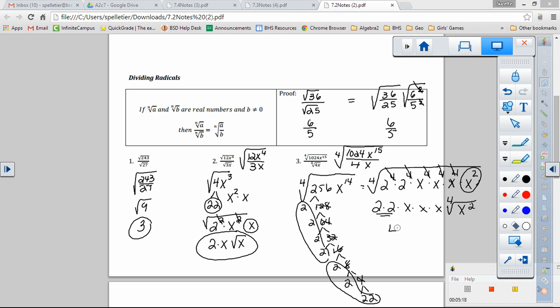2 times 2 is 4. X times x is x to the third. Fourth root of x squared. Even power comes out as odd. So put it in some absolute values and you're good to go.